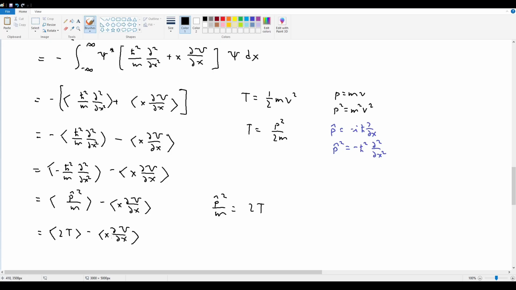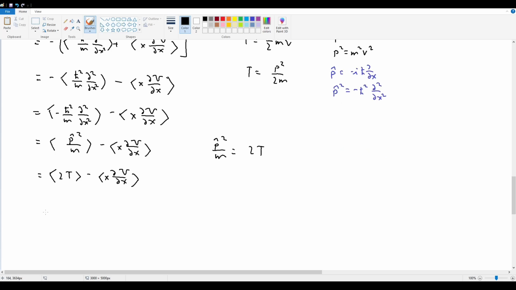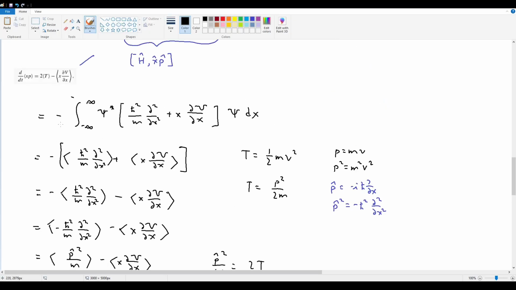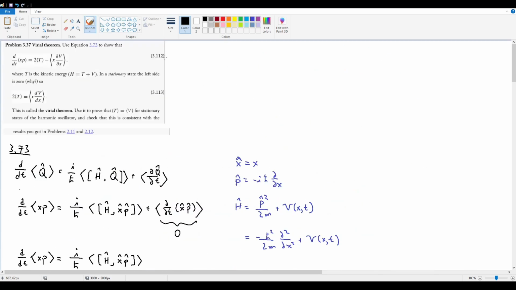And at this point, the 2 is going to come out and we have 2 times the expectation of T minus expectation of x dV/dx. And that is what we were looking for at the start. So that is going to take care of the first part of this problem. Now, let's look at the second part.